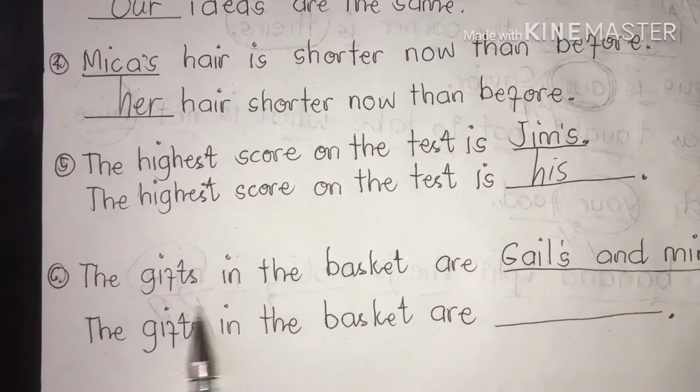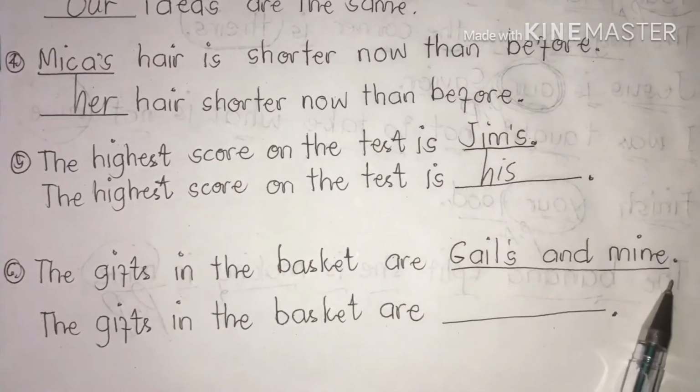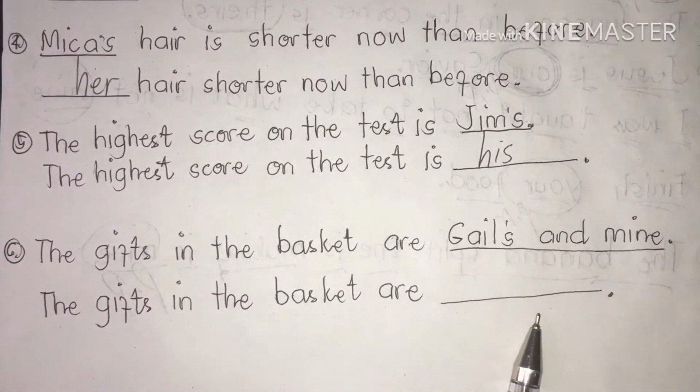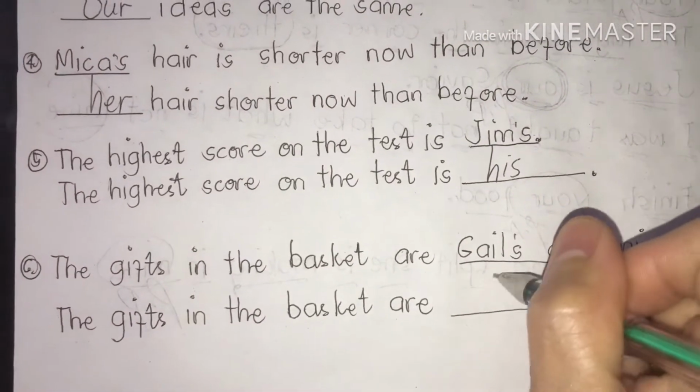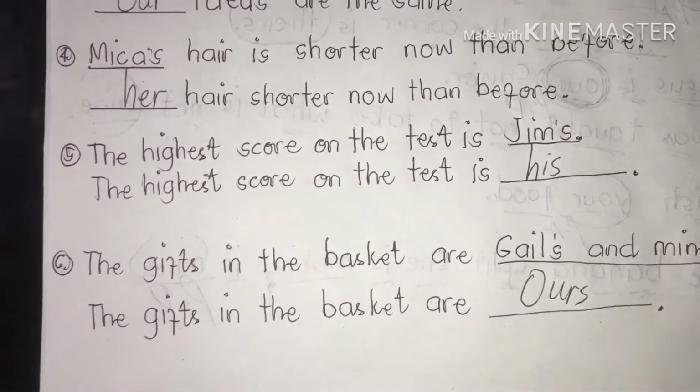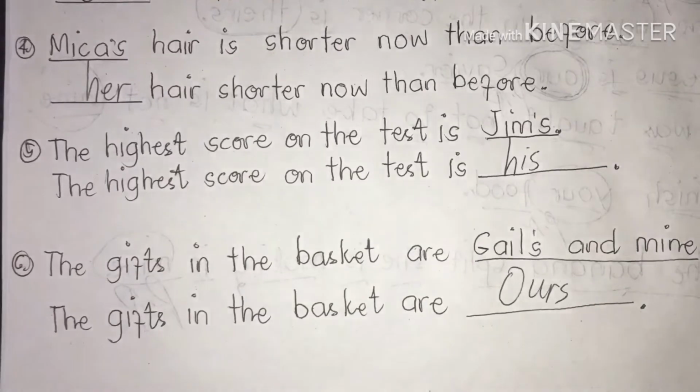Next, the gift and the basket are girl's and mine. The gift and the basket are blank. That means to say, girl's and mine, so we're going to substitute ours. The gifts and the baskets are ours.